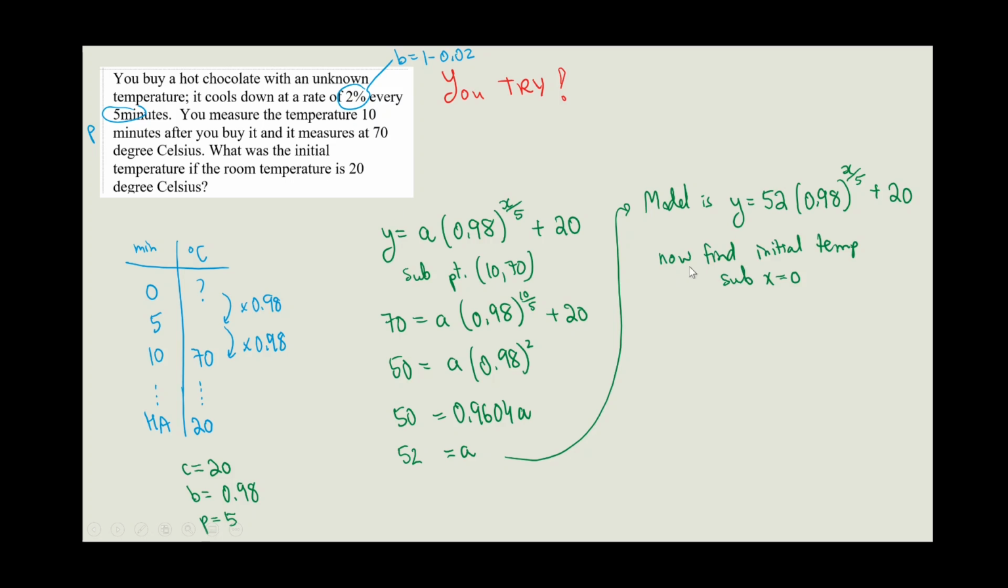The question is to find the initial temperature. Initial temperature means we need X to be 0 to find the output. And so we plug in 0. Anything to the power 0 is just 1. After you multiply by 1 and add, you get 72. And so that's it.